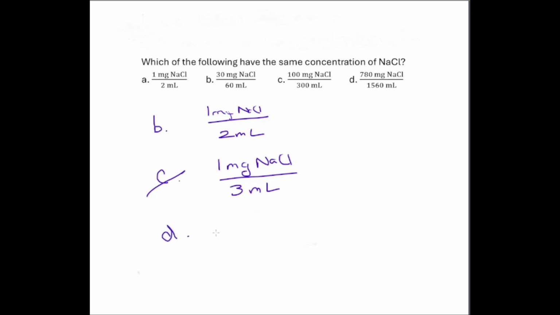Let's look at D. Well, this is a little less obvious. If we take both the numerator and the denominator and divide by 780, we can again get 1 milligram in the numerator. And it turns out if we divide 1560 by 780, again we get 2 mils. So A, B, and D are the same concentration, but C is different.